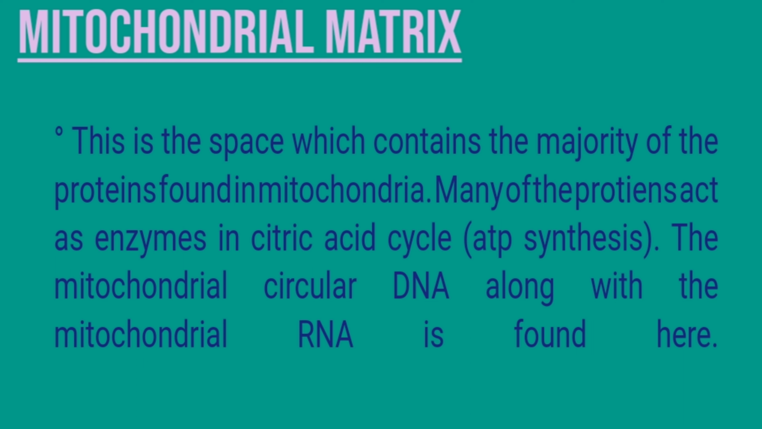The mitochondrial matrix is a space which contains a majority of the proteins found in mitochondria. Many of the proteins act as enzymes in the citric acid cycle, ATP synthesis, which is also known as the Krebs cycle. And the mitochondrial circular DNA along with the mitochondrial RNA is found here in the mitochondrial matrix.